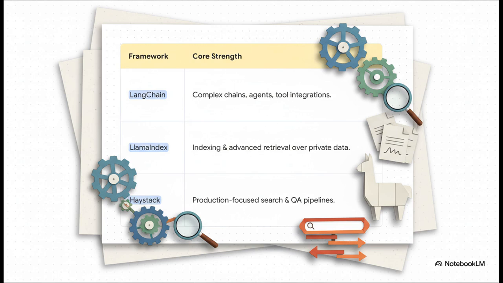Next up, we need the glue to hold all these pieces together. This table does a great job of showing the different philosophies here. If you're building really complex workflows with agents and tools, LangChain's massive ecosystem is probably your best friend. If your main challenge is just getting great search results over messy internal documents, LlamaIndex is literally built for that. And if you're building a production-grade search system, Haystack's pipeline-focused approach is perfect.